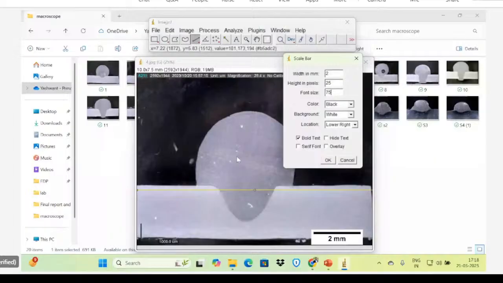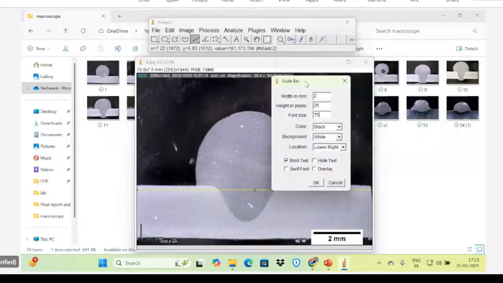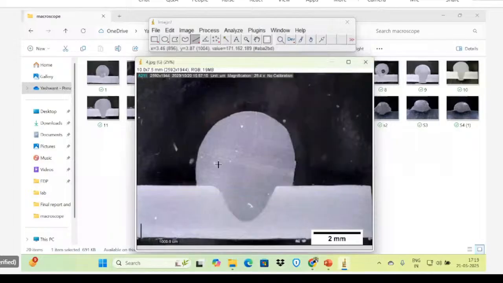So this image is to be taken after etching only. As a raw, as-fabricated sample, you can't take this type of images. So this image has to be taken after high grade polishing and etching. After etching, you can take the image and you can measure all the parameters. So after the first step, we have to set a scale bar only. So the scale bar we have set. Now we can measure all the things.